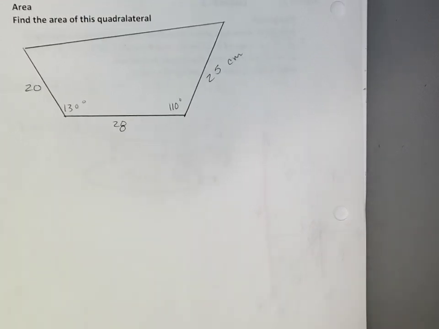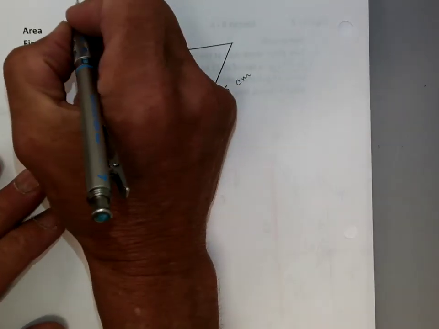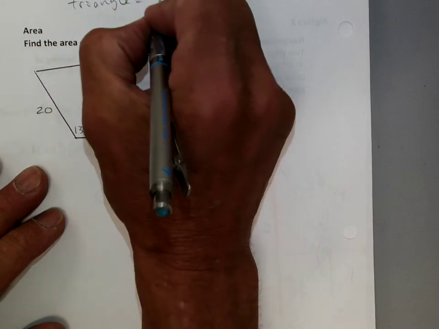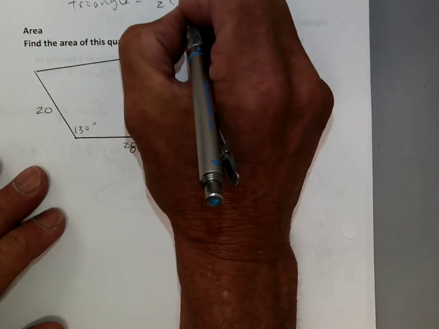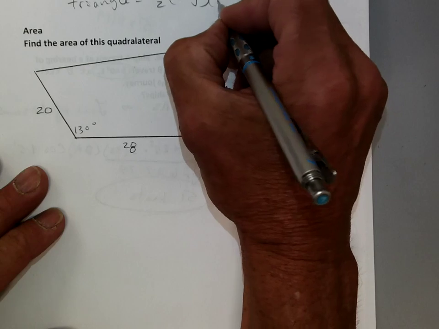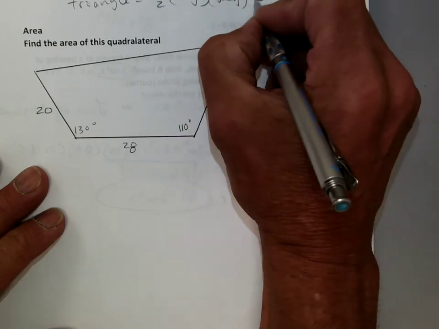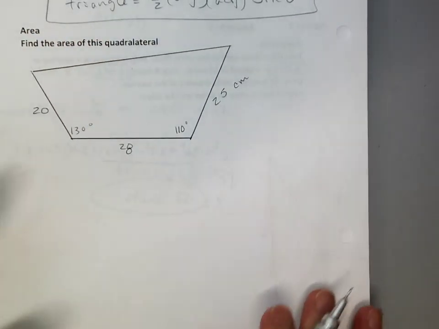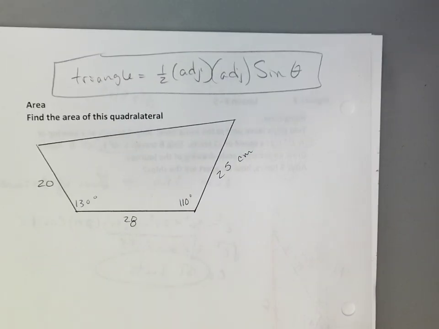example 2. We got this big old shape, and we want to find the area of it. What I can do is find the area of a triangle. I do know the area of a triangle. The area of a triangle we learned is 1/2 adjacent times adjacent times the sine of an angle. That's our formula for finding the area of a triangle. But I don't see any triangles. Oh, that's easy. Let's make some triangles, right?